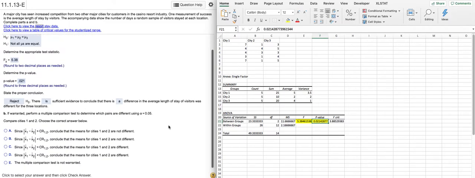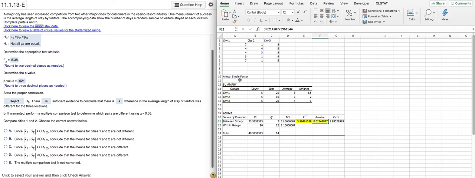So the next step is to do the Tukey-Kramer comparison test. Being that we reject the null, there has to be some difference between at least one of the pairs, whether it's city 1 versus 2, 2 versus 3, or 1 versus 3. There must be a difference between one of them, so we need to find out which one it is. And we can find that out with XLStat.